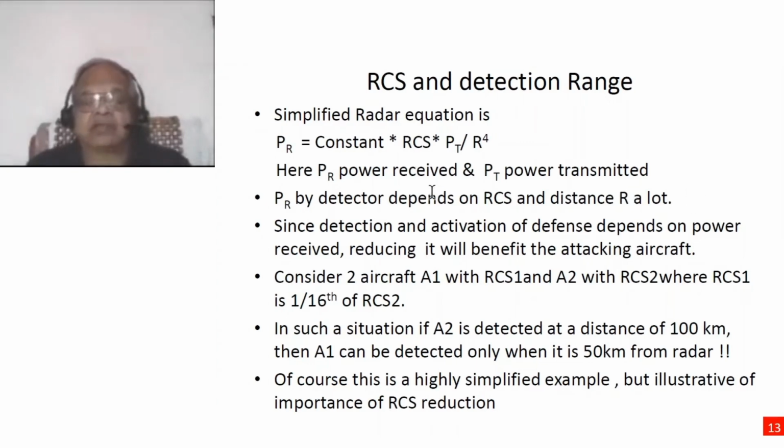So all I want to do is reduce the power received by the antenna. For that, I can, of course, reduce the RCS, and ensure that my RCS is so low that I am not detected until my R is significantly smaller than earlier. Since detection and activation of defense depends on power received, reducing it will benefit the attacking aircraft.